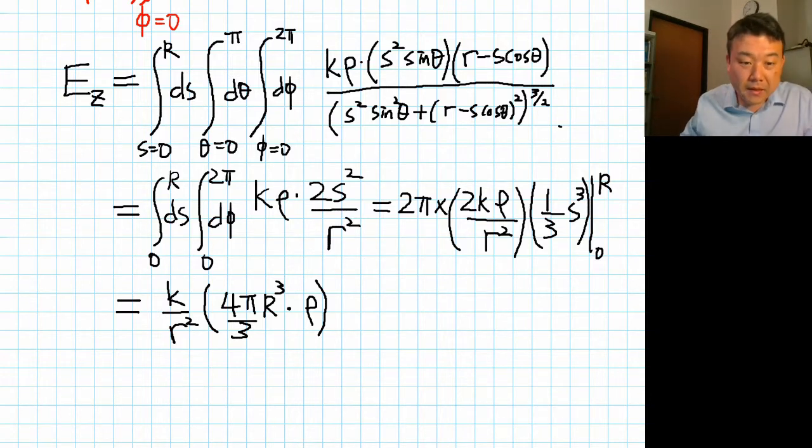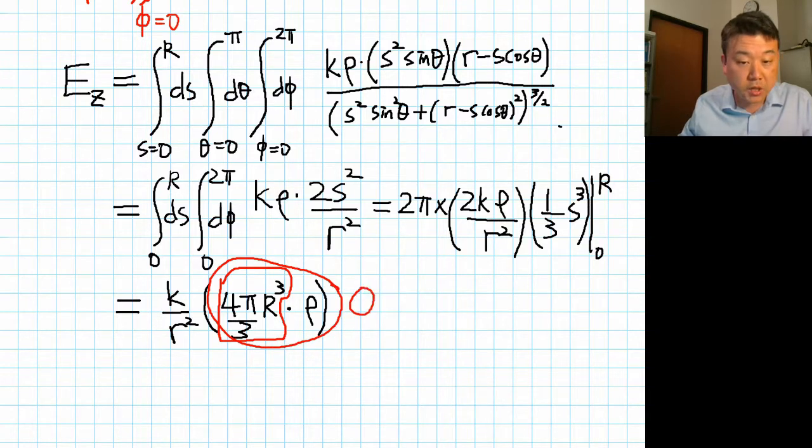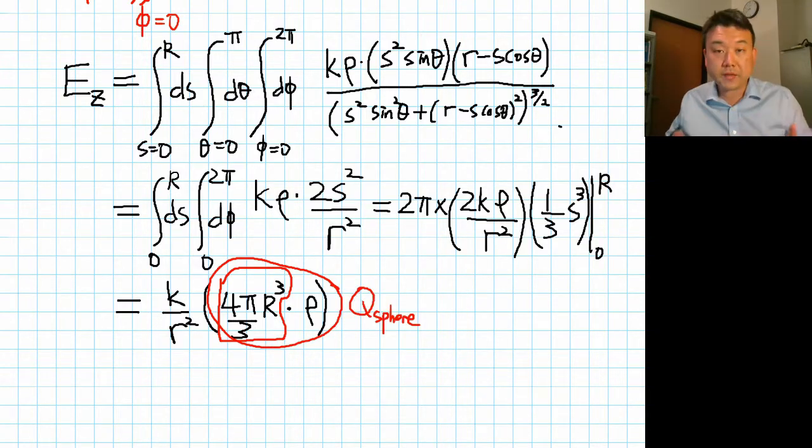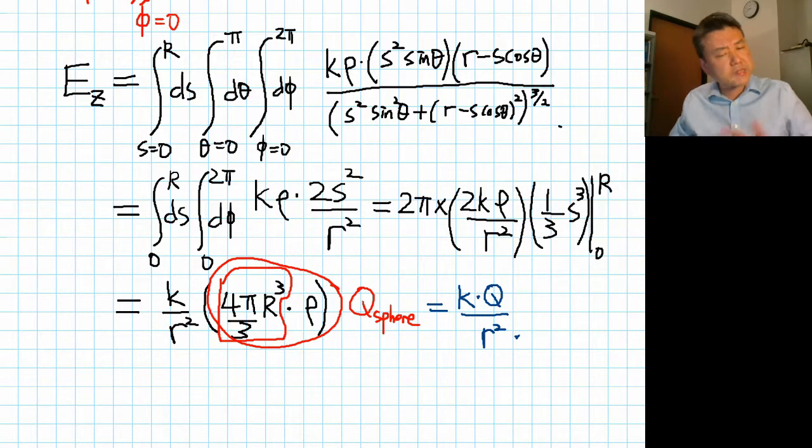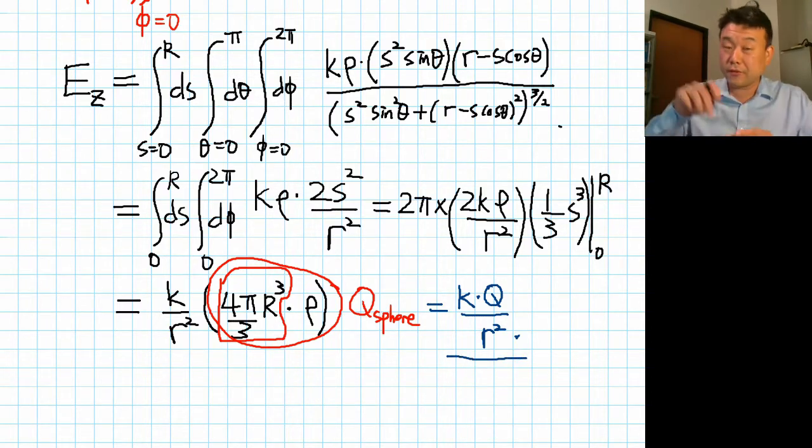Yeah. This is just the total volume of the sphere, which means volume times the charge density. All this is the charge of the sphere. So you get this result: the electric field due to the uniformly charged sphere at some point distance r from the origin is equal to k times the charge of the sphere divided by r squared. Well, that's what we would have gotten if we were dealing with a point charge at the origin.